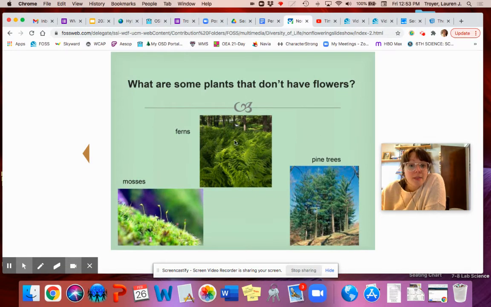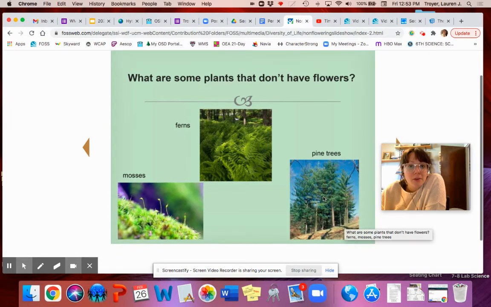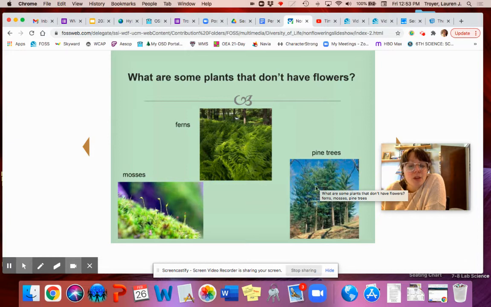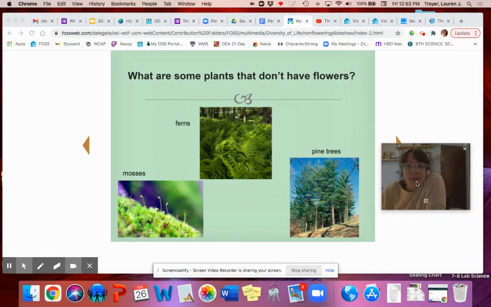Other examples of plants that never make flowers. Mosses never make flowers. Pine trees, they don't ever make flowers, right? They also never drop their leaves. So it's different than a flowering plant.